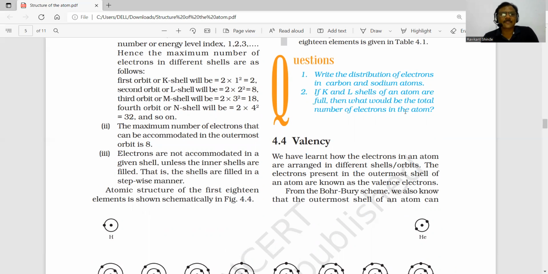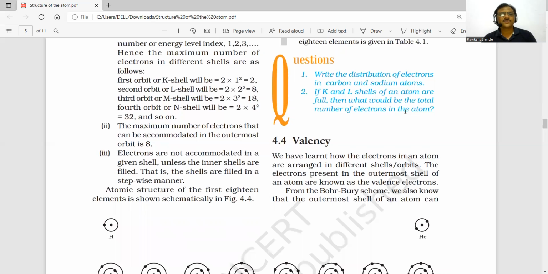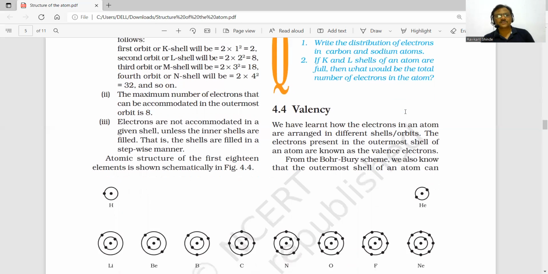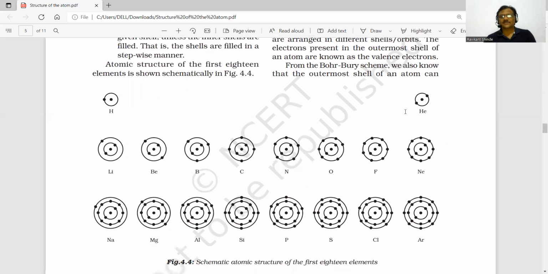This is the reason. Next, the electrons are not accommodated simply in a given shell. They too have subshells, right? So this is what, according to Bohr and Bury, we understood about the capacity of the electrons. Now, see the distribution of electrons in an atom. So there are 18 atoms, still argon. How many electrons are present in the first shell? How many electrons are present in the second, third and fourth shell?